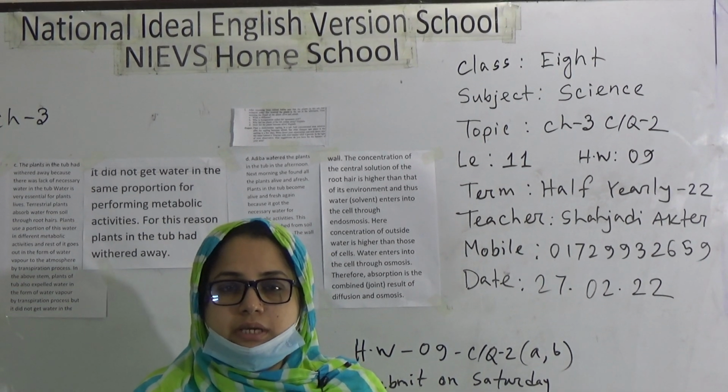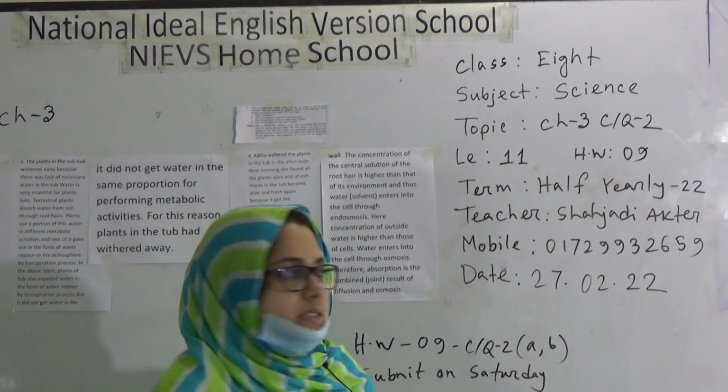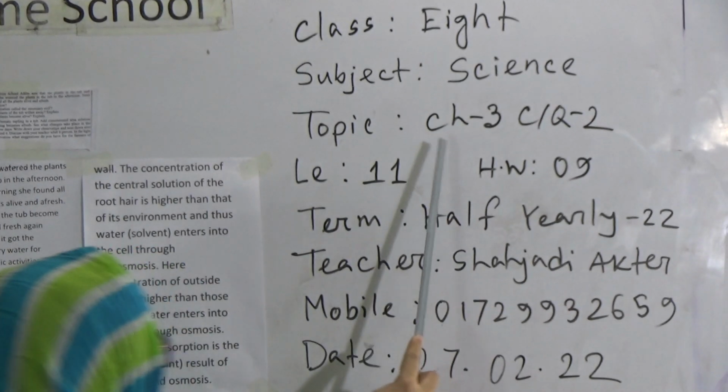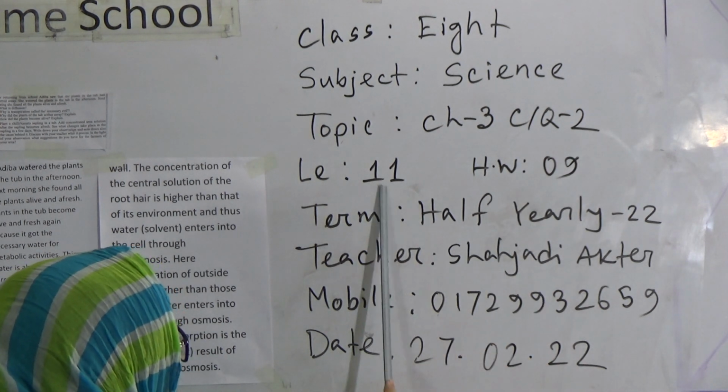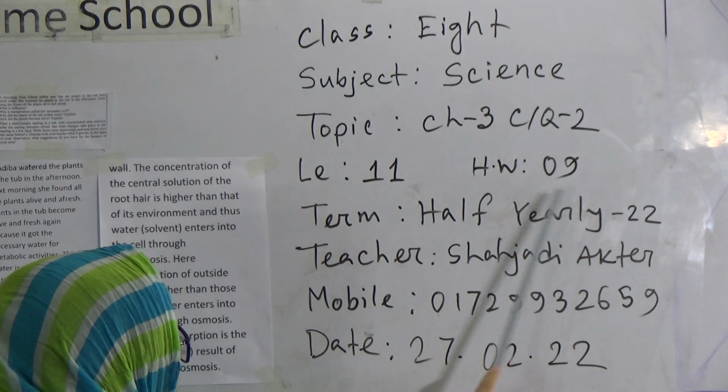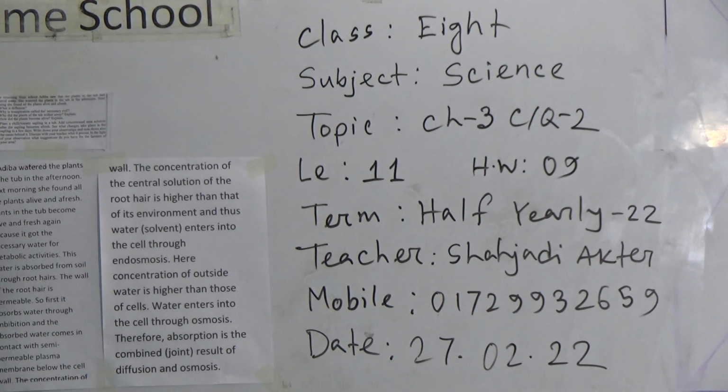Today I am going to take a science class for class 8 students. Our today's topic is Chapter 3, Creative question number 2. Our today's lecture number 11 and SW number 9. My dear students, let's start our class. This is Chapter 3, Diffusion and Osmosis, and CQ2.